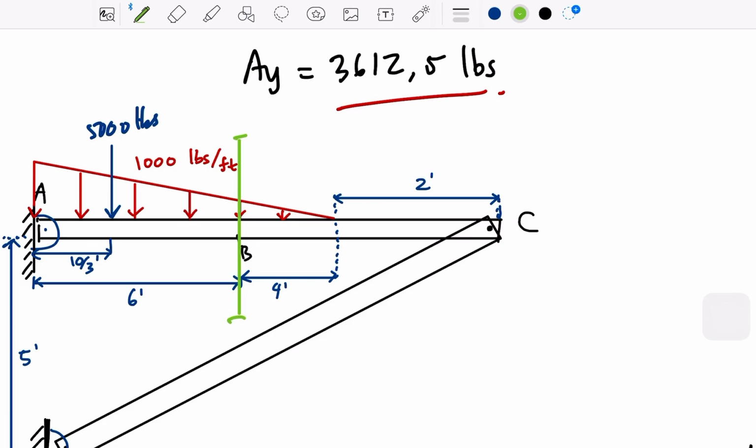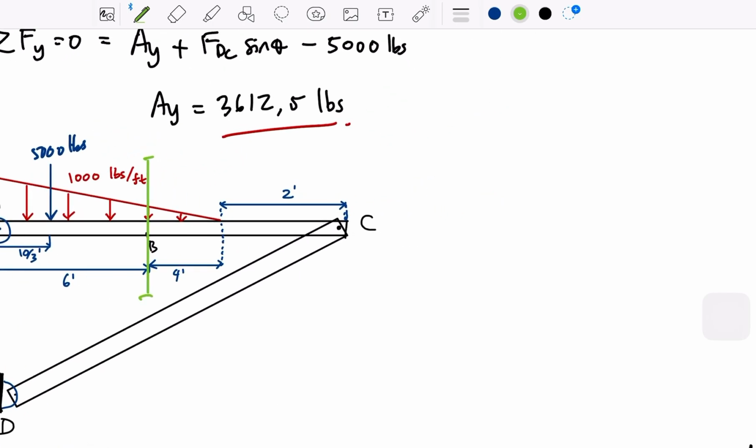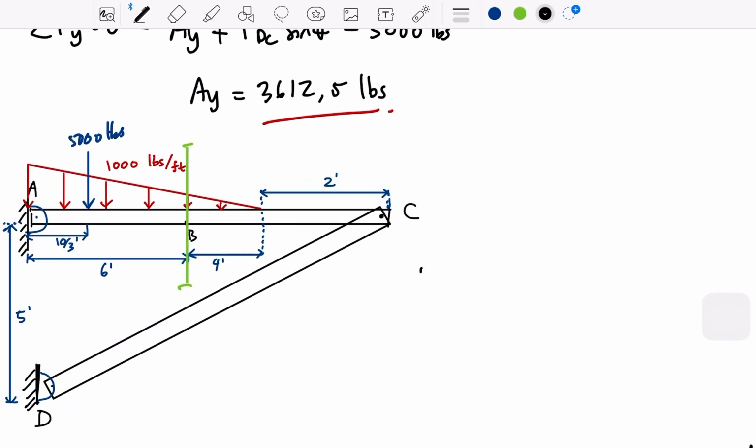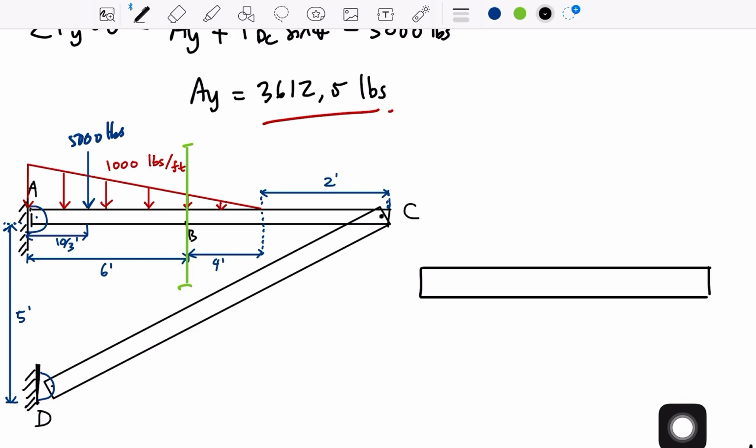So if we cut B, then the distribution of load here will also be cut, and the shape is not the same triangle, right? It becomes a small triangle here. So we are going to look at only this part now. Now, what are we going to do? Let me draw a little bigger so that you can see clearly. So let's say this is AB.